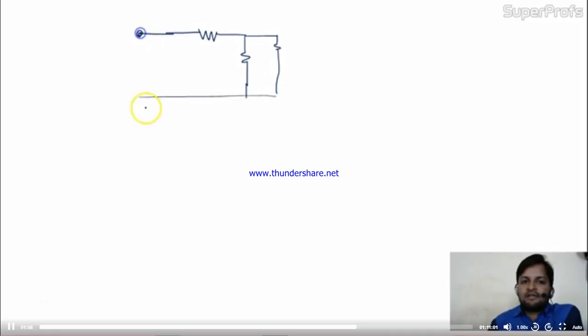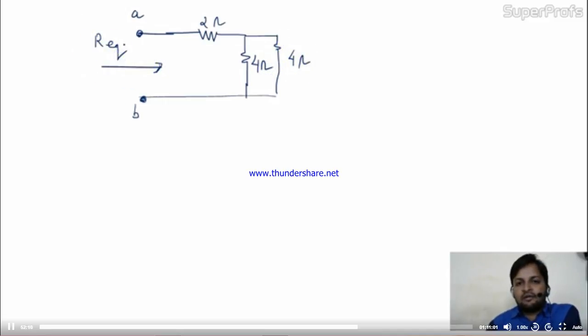They were giving us the terminals A and B. They were giving the values of resistances: 2 ohm, 2 ohm, 4 ohm and 4 ohm. They were asking to find out the R equivalent.